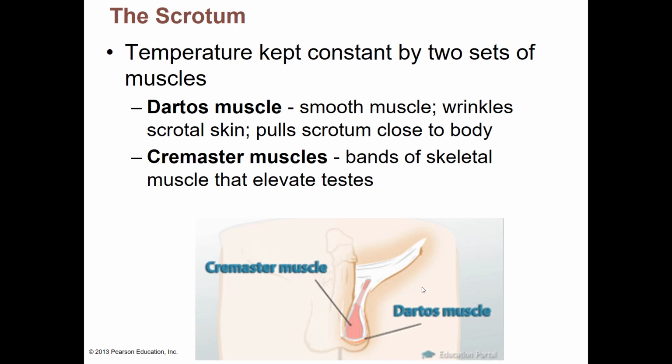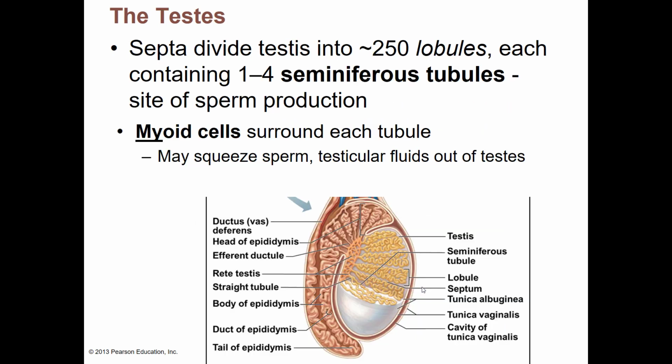Now, inside that scrotum, we have the testes. So we have the scrotal sac that hangs on the outside, but inside you have the testes, which kind of look like the big white egg in here. And inside the testes, it's divided into little septa, and inside the septa are little lobules, and inside of each of those lobules we have these seminiferous tubules.